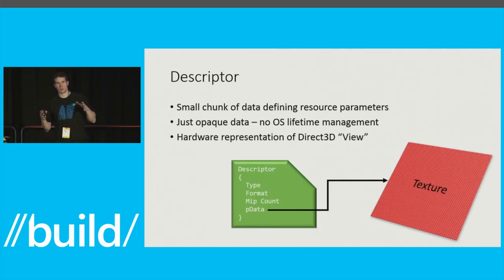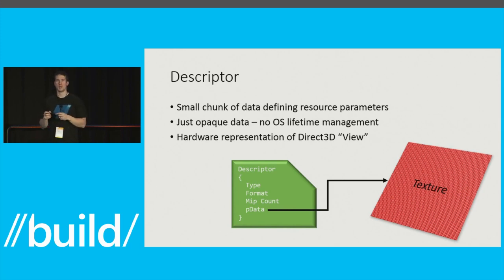And let's look at just the atom of this whole model. What is a descriptor? Really, a descriptor is just a struct in the GPU memory, and that struct is actually what used to be behind the D3D11 view object. It's really a dumb struct. There isn't any hidden memory allocation behind it. It's just an opaque chunk of memory. That chunk of memory has a type for the resource and some parameters. In the case of a texture, it'd have things like the MIP count. And finally, it has a pointer to the actual pixel data for that resource.